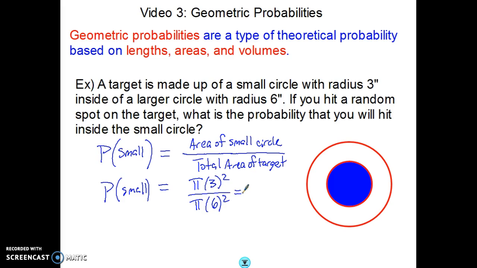Well, if you simplify this a little bit, these pi's cancel out. And then in the numerator, we're left with 3 squared is 9, and in the denominator, we have 6 squared is 36. So 9 over 36, which simplifies to 1/4. So our probability of hitting the small circle with a random hit is 1/4.